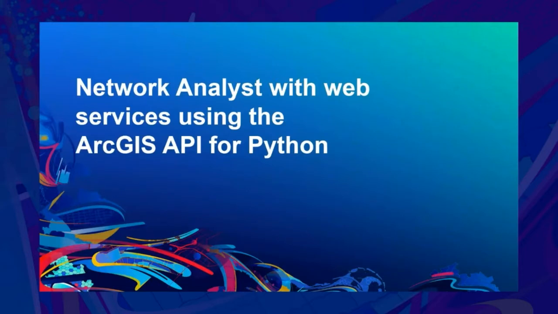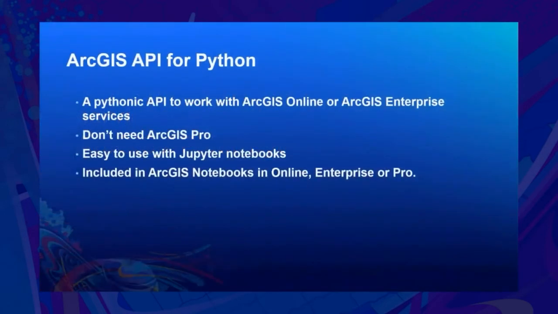Now we're going to move away from talking about arcpy.nax in Pro, and we're going to transition to talking about network analysis with web services using the ArcGIS API for Python. The ArcGIS API for Python is a Pythonic API for working with ArcGIS Online or ArcGIS Enterprise services. To use this, you don't need ArcGIS Pro on your machine because it works entirely through web services. It's also designed to work nicely with Jupyter notebooks and is available out of the box in ArcGIS Notebooks.